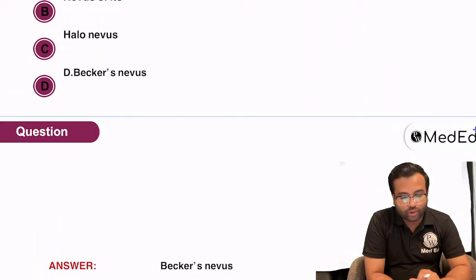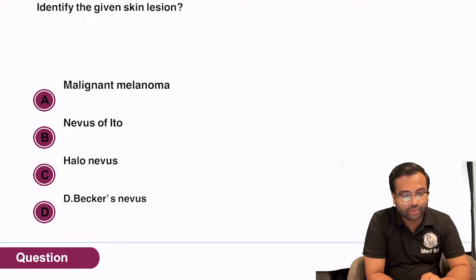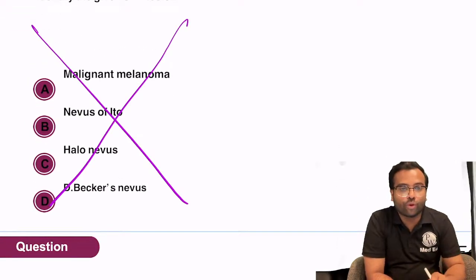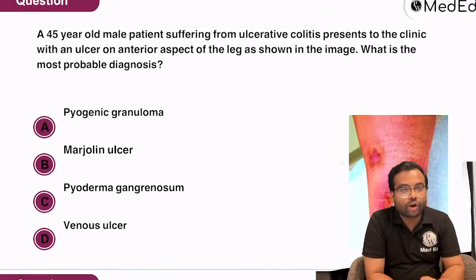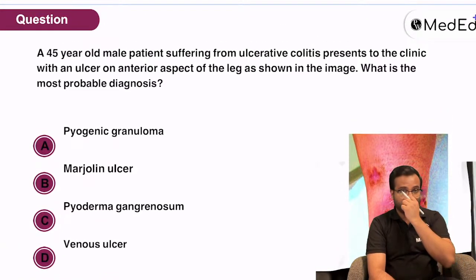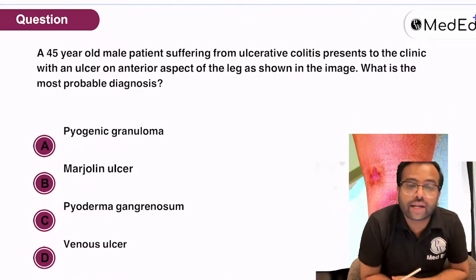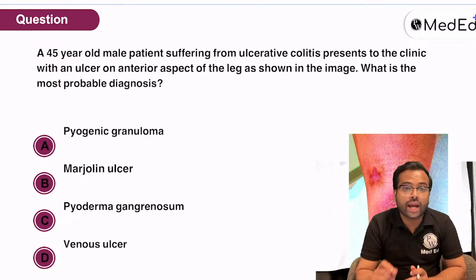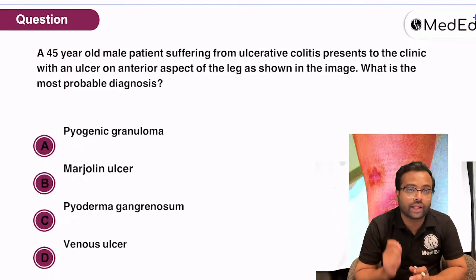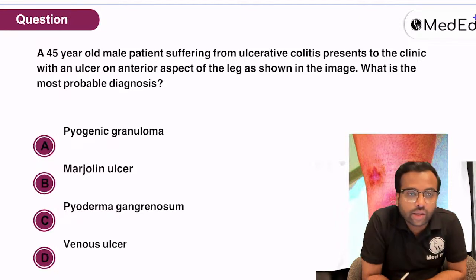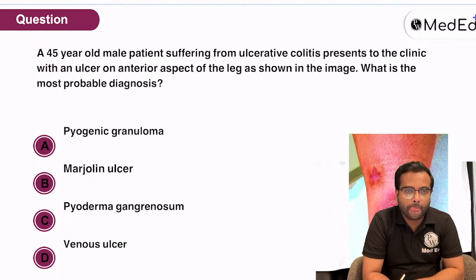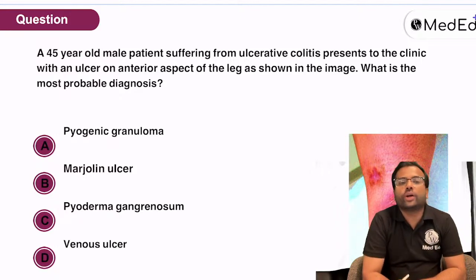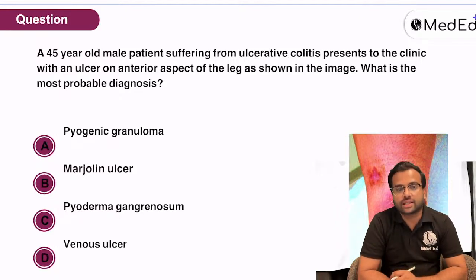Identify, oh my god, so sorry, I don't have the skin lesion here, so we will just move to the next topic. A 45-year-old male suffering from ulcerative colitis presents to the clinic with an ulcer on the anterior aspect of the leg. What is the most probable diagnosis? Pyogenic granuloma, Marjolin's ulcer, pyoderma gangrenosum, venous ulcer.